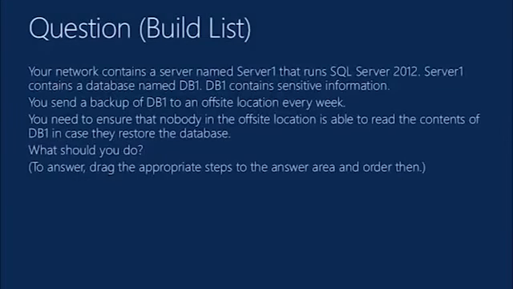Okay, so you have a network that contains a server named Server 1, and it runs SQL Server 2012. Yep. Server 1 contains a database named DB1. Yep. And DB1 contains sensitive information. You send a backup of DB1 to the offsite location every week, right? Good disaster recovery procedures. Yep. You need to ensure that nobody in the offsite location is able to read the contents of DB1 in case they restore the database.